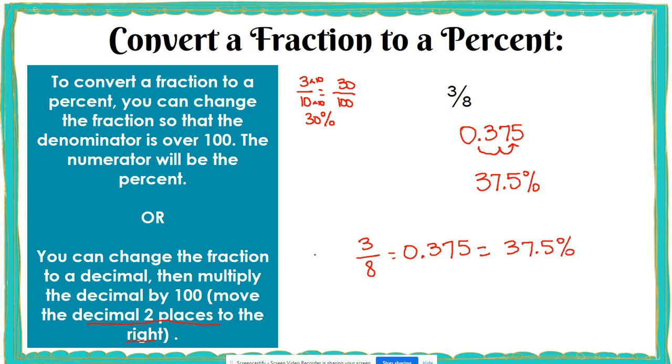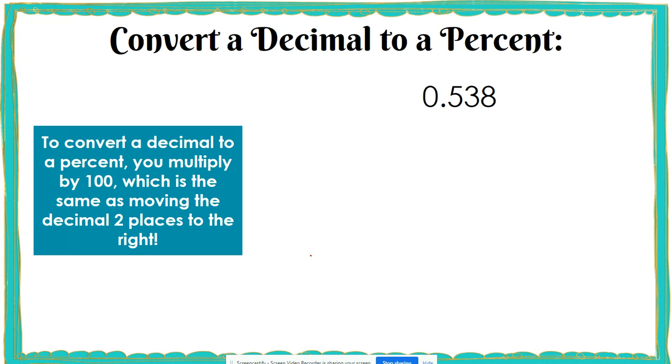So 3/8 is the same as 0.375, and that is the same as 37.5%. This is like saying if you got 3 questions right out of 8 questions on a test, you would have received 0.375 of your questions correct, or a score of 37.5%. Now to convert a decimal to a percent, we multiply by 100, which is the same as moving the decimal 2 places to the right. So 0.538 is going to be the same as 53.8%.